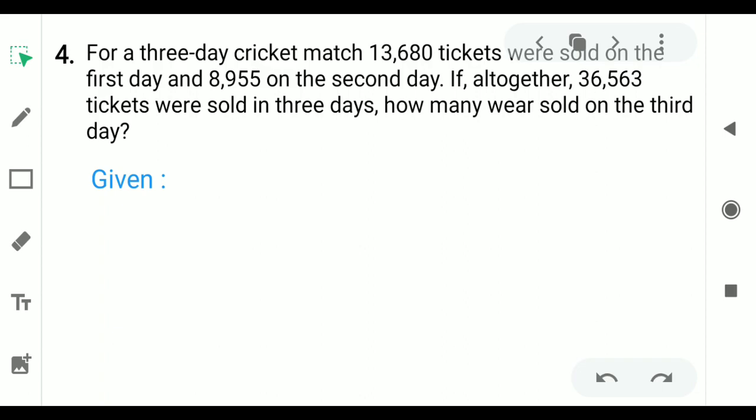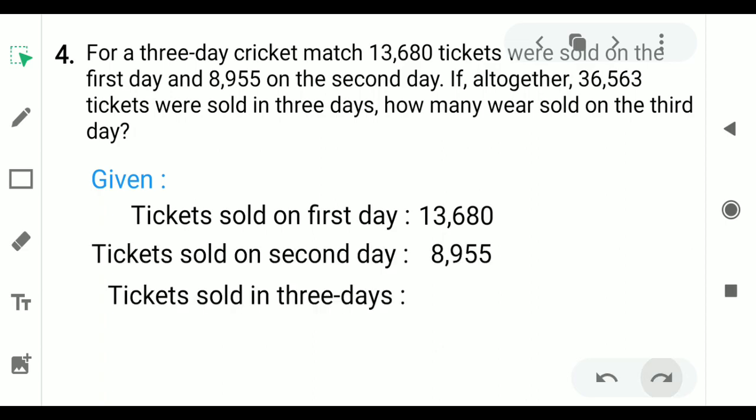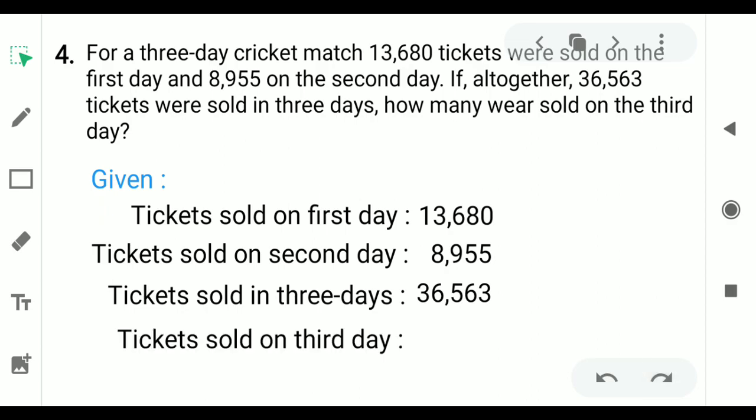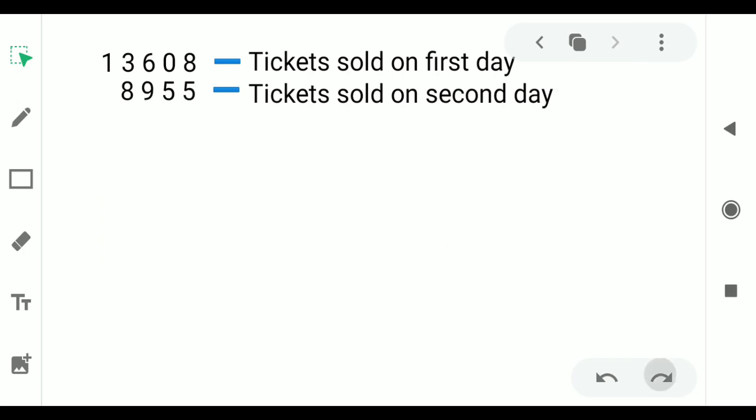So first here we write the given information. Tickets sold on first day, then tickets sold on the second day, then tickets sold in 3 days, and we have to find tickets sold on the third day. So first here we add tickets sold on first and second day, then we subtract it from the tickets sold in 3 days. Okay. See here, first we add tickets sold on first day and second day.